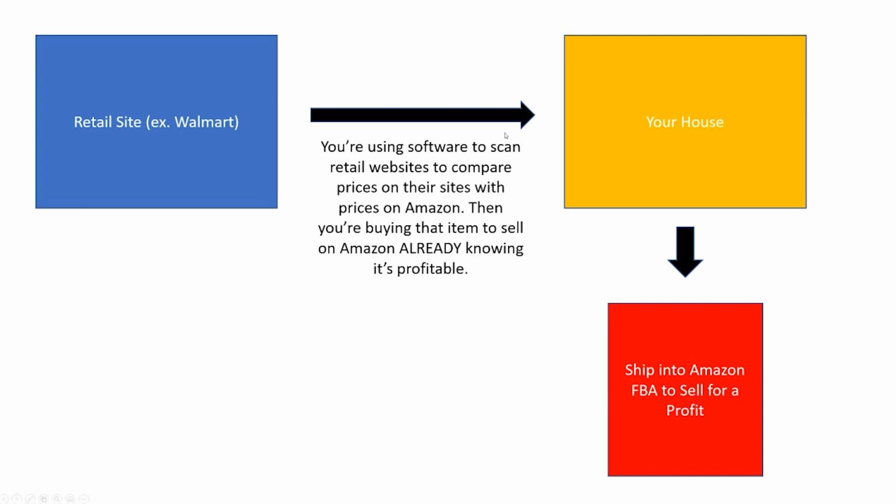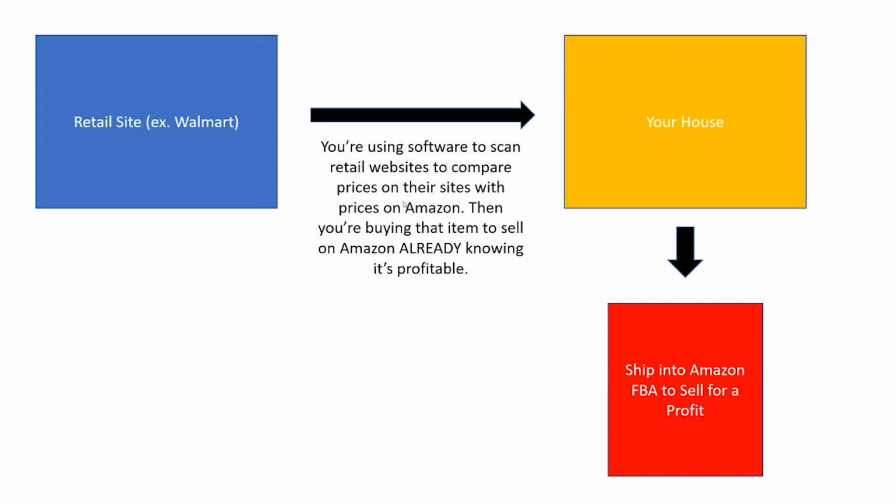So what you're going to do is use software to scan these retail websites to compare prices on their specific sites. Obviously, here we're using Walmart, but there's thousands of retail sites, right? You're going to compare prices on those sites with the software. The software will do all of this for you. And then it's going to compare the prices on those sites to the prices on Amazon for those products, okay? And then you're buying that item to sell on Amazon already knowing it's profitable, okay?